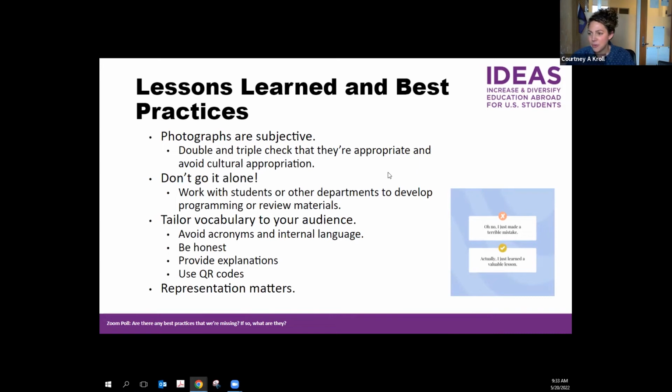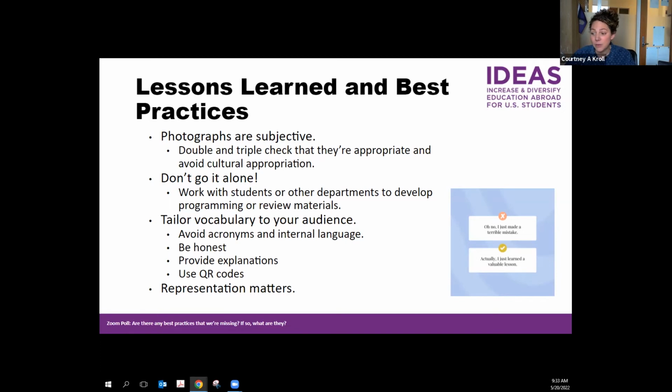So again, let's just go through these best practices that we all have learned through experience. Photographs are subjective, so double and triple check that they are appropriate and that they are avoiding the use of cultural appropriation. As Jaima said, don't go it alone. Work with students and other departments to develop programming and review materials. Tailor your vocab to your audience, so avoiding those acronyms and internal language. Be honest with students about barriers, or cost, things like that, so that we acknowledge that, yes, this is something that you need to deal with, but we're here to provide support.